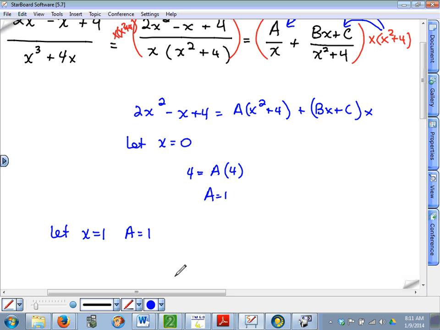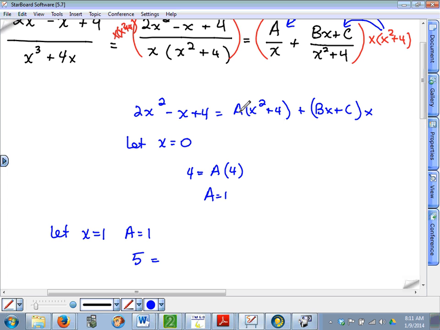Alright, just be careful with your math. Use your fingers and your toes. On the left side, what do you get on the left? 5. Let's see, 2 minus 1. Yep, 5.